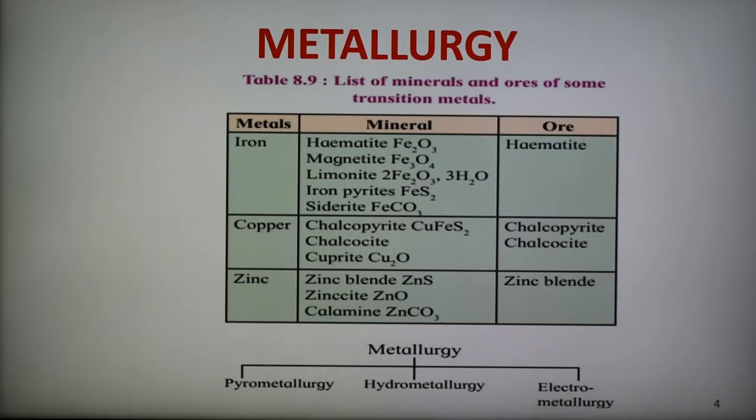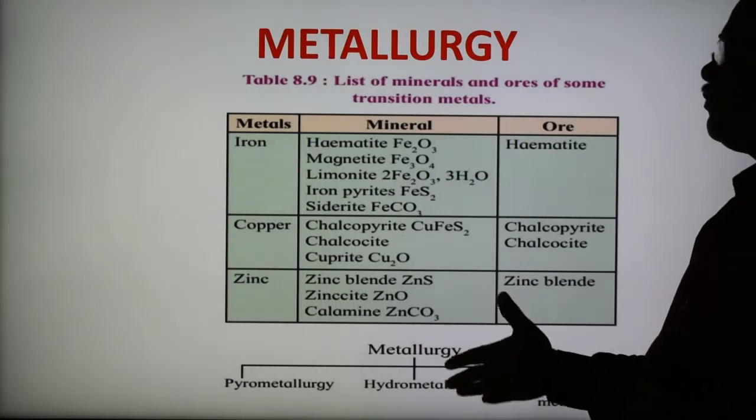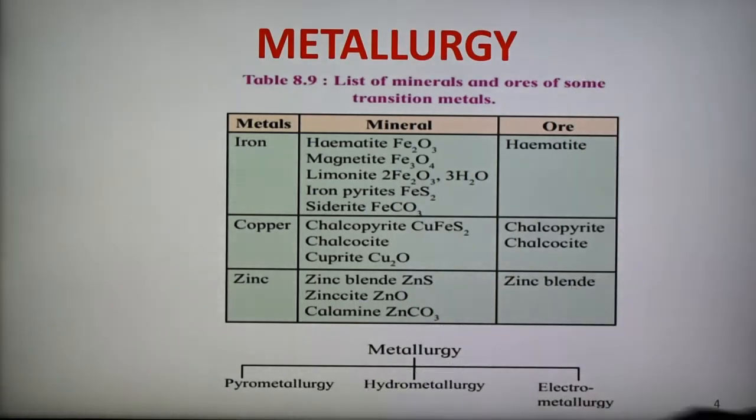And also, what is metallurgy? Metallurgy is a process of extraction of metal from its ore, and there are three different types of metallurgy depending upon the nature of the metal and the ore. What is metallurgy? The process of extraction of metal in the free state from its ore is known as metallurgy. So this is the process.